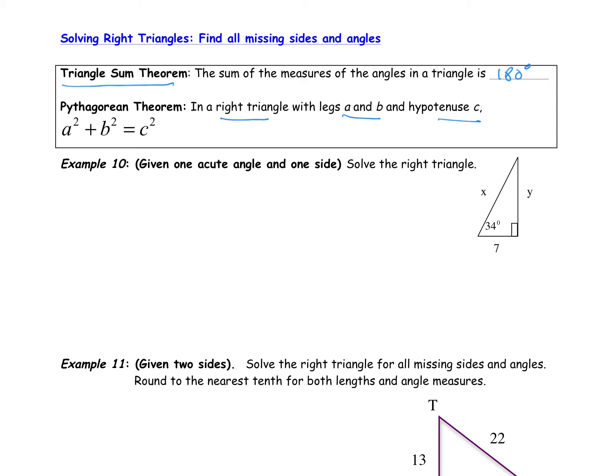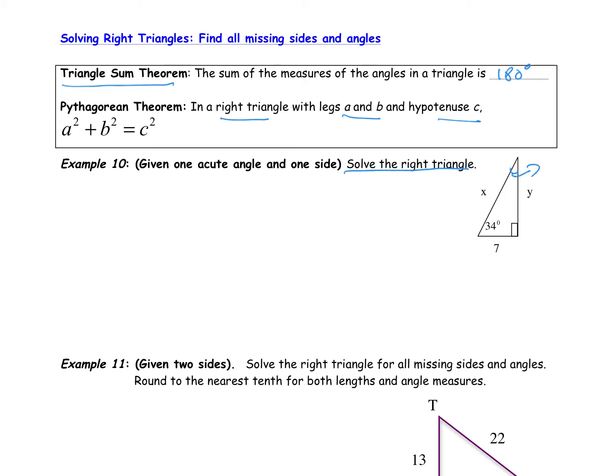So in example 10, we're given the measure of one of the acute angles and the length of one side, and we need to find the missing information. That is the process of solving the right triangle. If we look at this right triangle, we can begin by finding the missing acute angle.